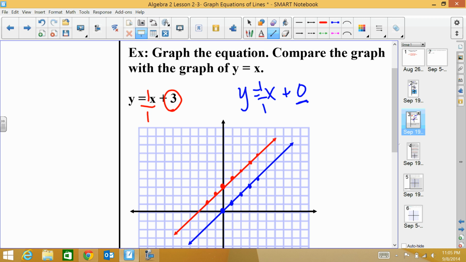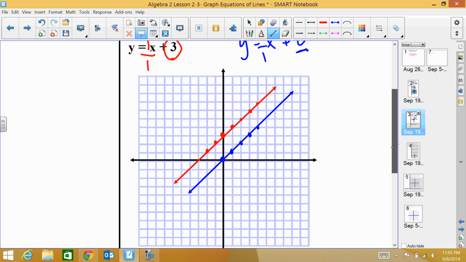So it said to compare the graph of y equals x plus 3 with the graph of y equals x. If we look at these, what do you notice about them? Okay, they have the same slope. They both have the slope of y equals 1x, which is just 1, slope of 1. And then they also have different y-intercepts. So this one is just 3 units above this one. That's really the only difference.